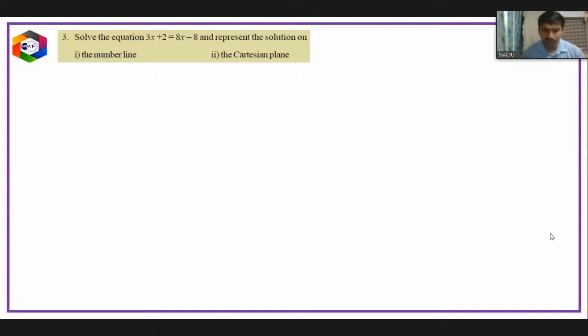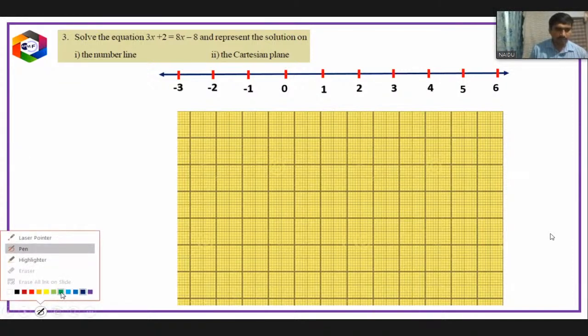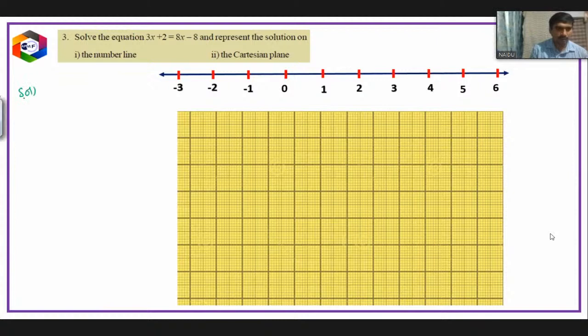So the next question is also the same model, not a different model. There is an equation on the number line and on the Cartesian plane. On the number line means we assume a simple equation in one variable. On the Cartesian plane, like previously, two variables. So let us draw the number line and the Cartesian plane. First of all, I'm going to take the equation. Observe, children, here. What is actually the equation?